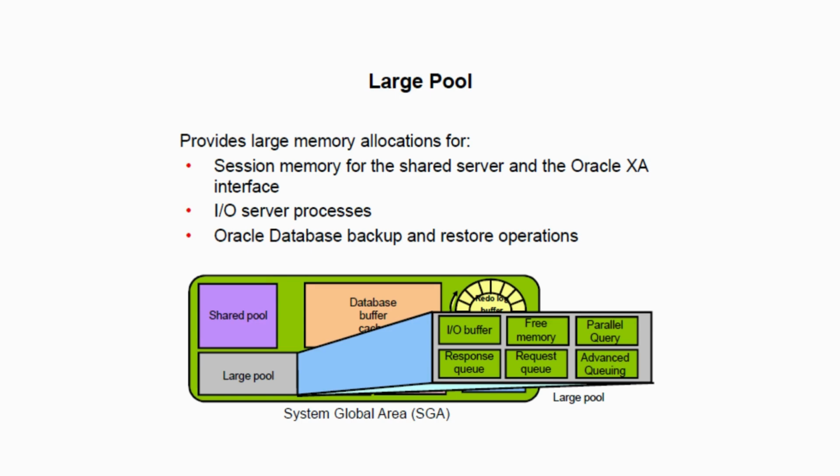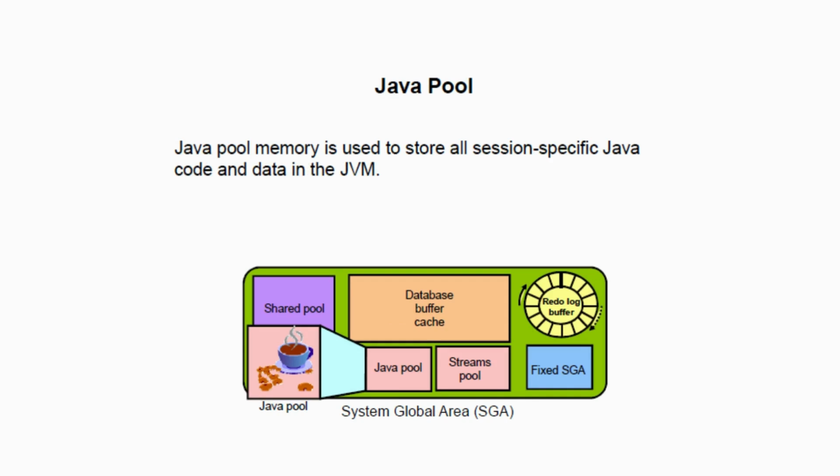By allocating session memory from the large pool for shared server, Oracle XA, or parallel query buffers, Oracle Database can use the shared pool primarily for caching shared SQL and avoid the performance overhead that is caused by shrinking the shared SQL cache. Java pool memory is used to store all session-specific Java code and data in the Java Virtual Machine, JVM.